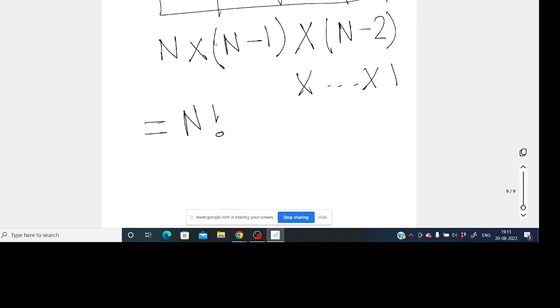But if the particles are indistinguishable, then the number of configurations will be less actually. It will be 1 over n factorial of the number of configurations of the distinguishable case. So we have this 1 over n factorial. Clear? Okay.